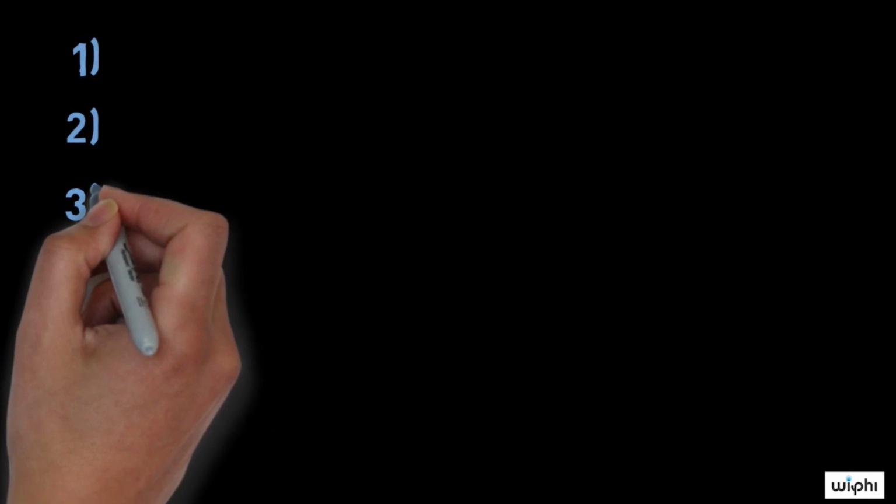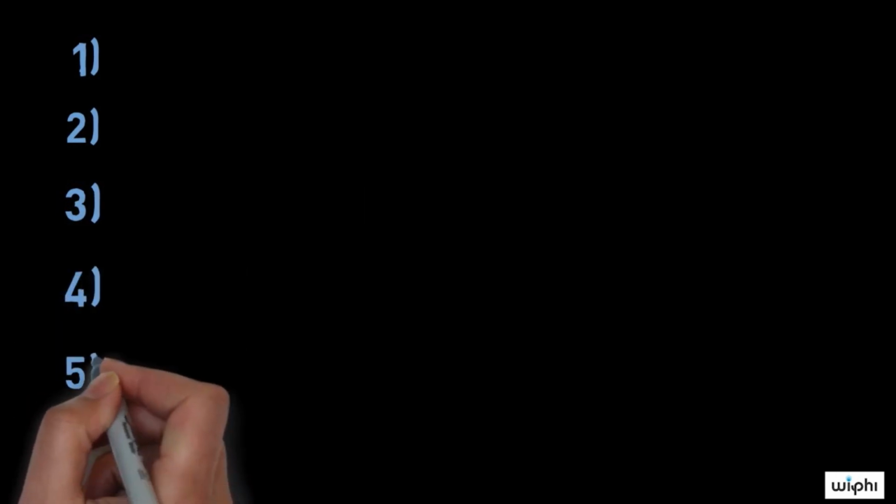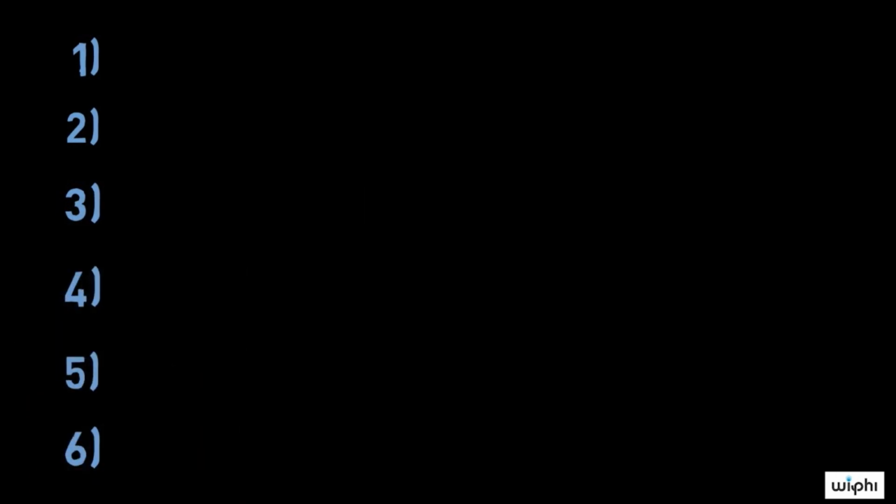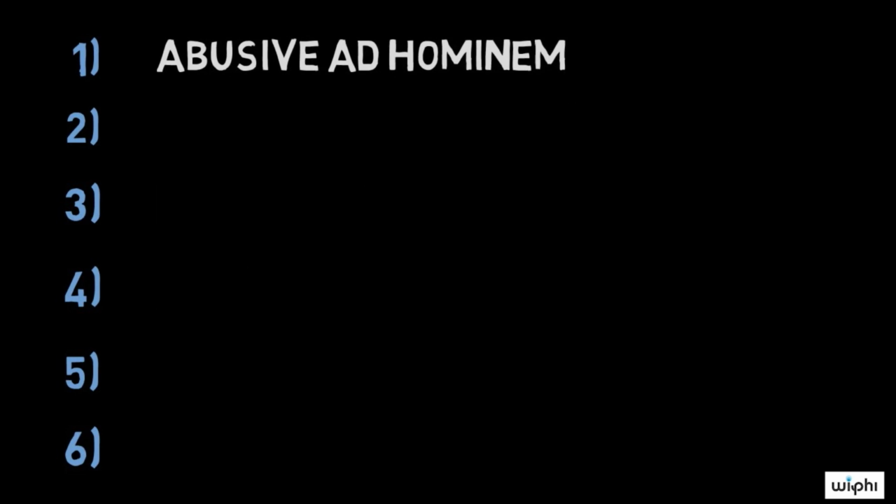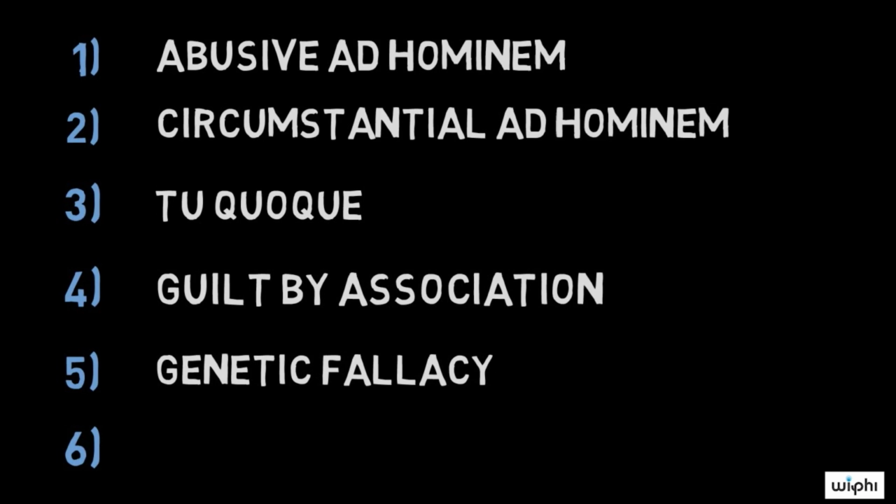We are going to briefly survey 6 here. They go by the following names. First, abusive ad hominem. Second, circumstantial ad hominem. Third, tu quoque. Fourth, guilt by association. Fifth, genetic fallacy. And sixth, ad feminam.